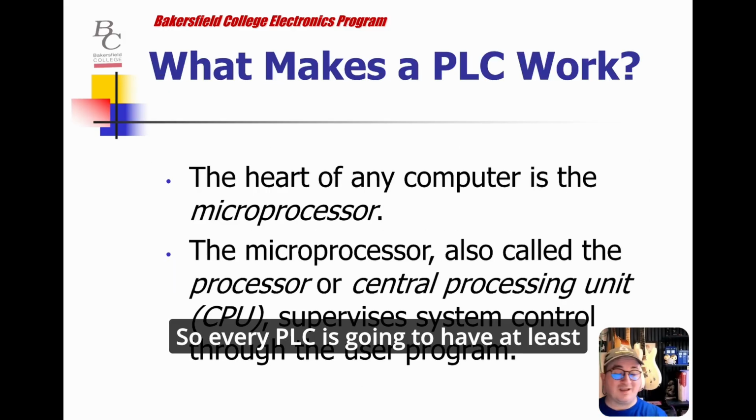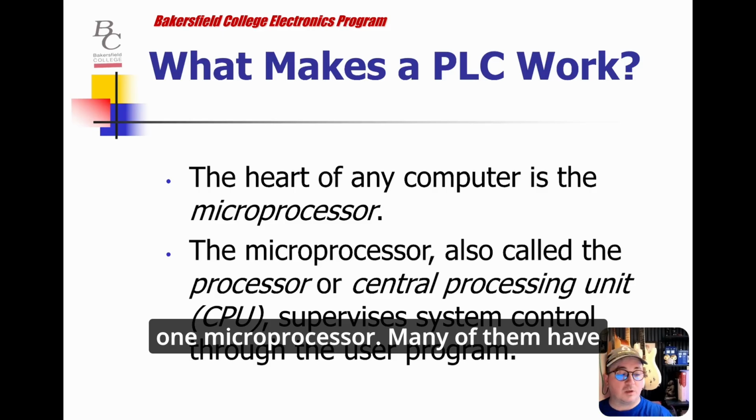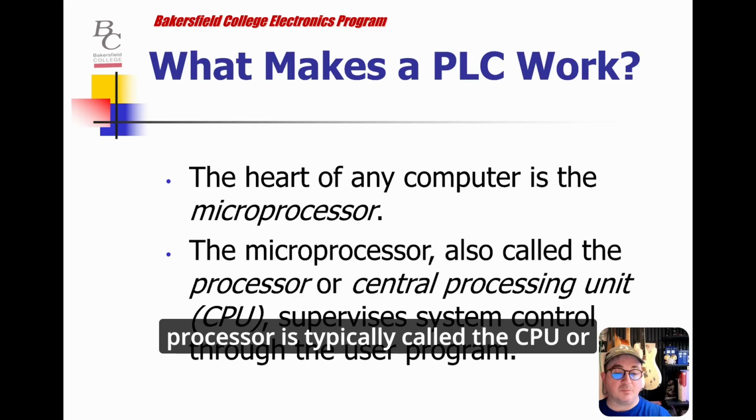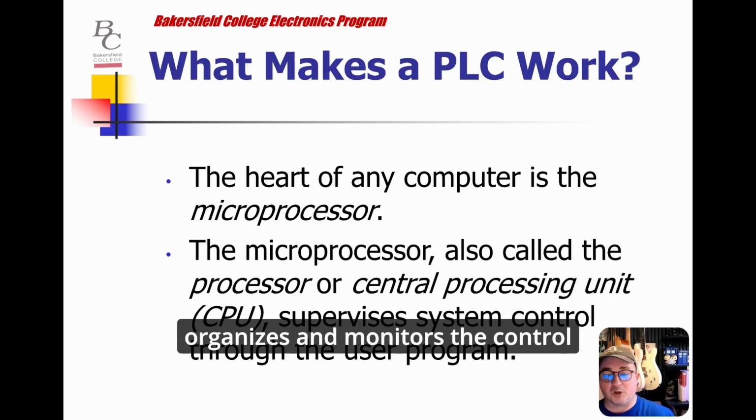Every PLC is going to have at least one microprocessor. Many of them have multiple microprocessors, and this processor is typically called the CPU, or the central processing unit, and it organizes and monitors the control throughout the whole user program.